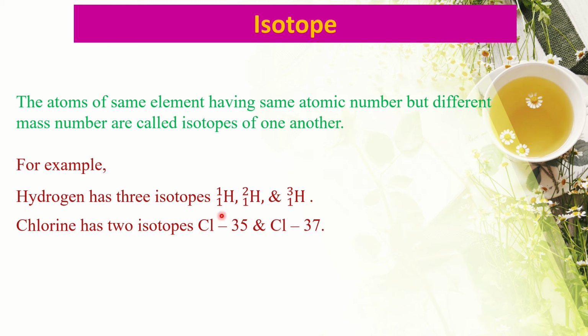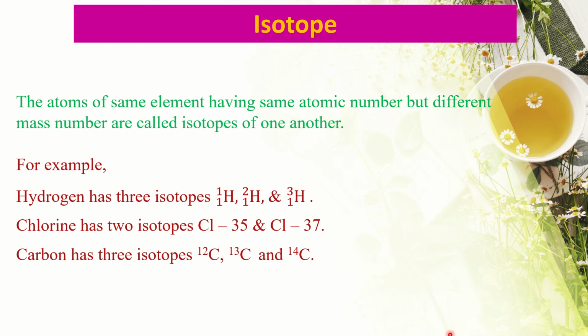Look, dear students, I have written the isotopes of hydrogen in this way and the isotopes of chlorine in this way. But you can write any of them in any way. I have just shown here some ways to write isotopes. Here mass number you have to mention, atomic number you can or can't.